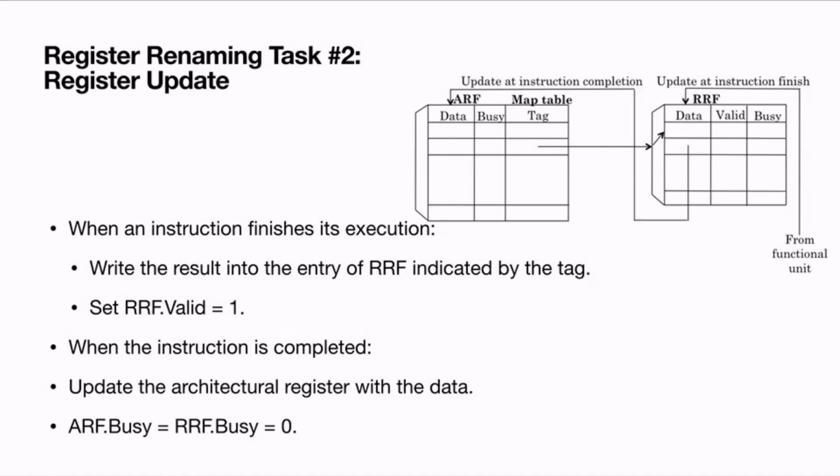So first we saw destination register renaming, second is register update, and the third one is reading the source values, because in my instruction add R1, R2, R3, R2 and R3 are the source operands. I have to read the value, whether I get it from the ARF or the RRF. That is again specified by this particular procedure.